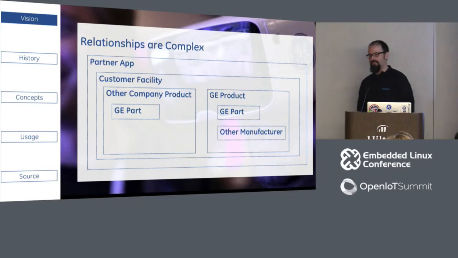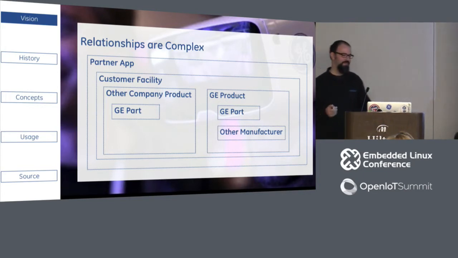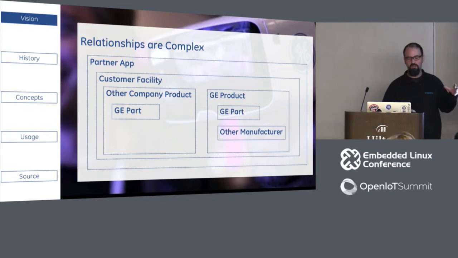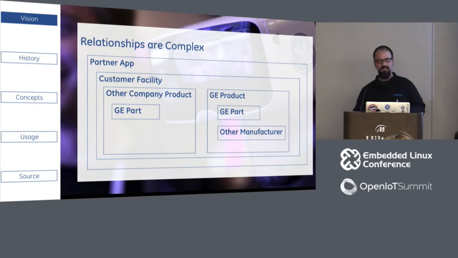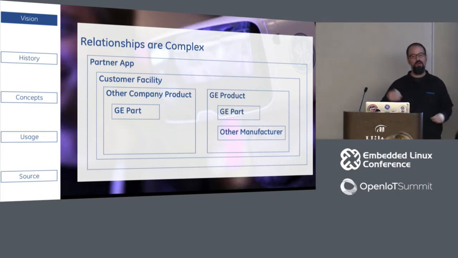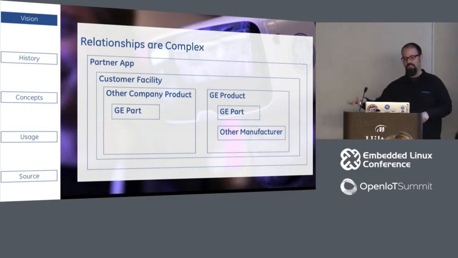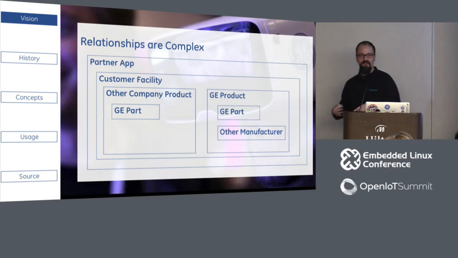And last week was Valentine's Day, relationships are complex. So again, this notion that you have a partner application, a customer facility. At that customer facility, you have another company's product, you have a GE product. That other company's product is actually using a different GE business's part, whereas the GE product has a GE part, and another manufacturer has produced parts that go into that.